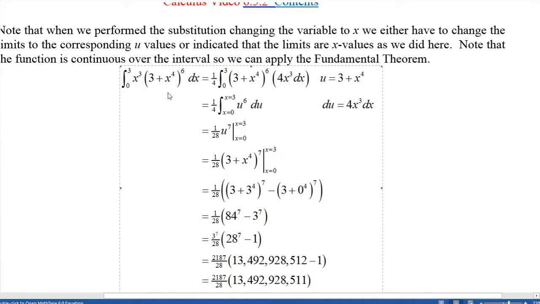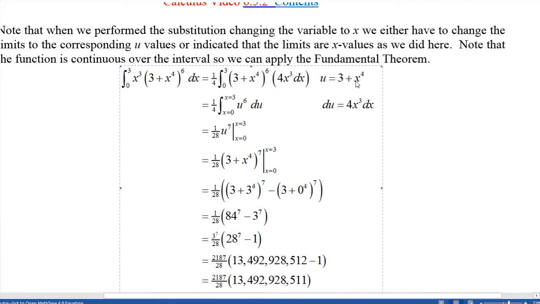Alright, well, it looks kind of messy, but actually turns out to not be too bad. What we do is we have a variable base and a constant exponent. When you have that situation, you typically want to let u be the variable base. Or at the very least, that's something we're going to try. So we let u be the 3 plus x to the 4. So I write that down next.